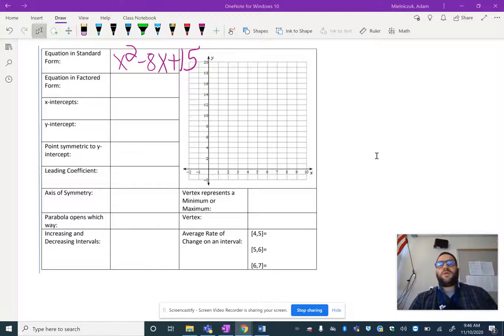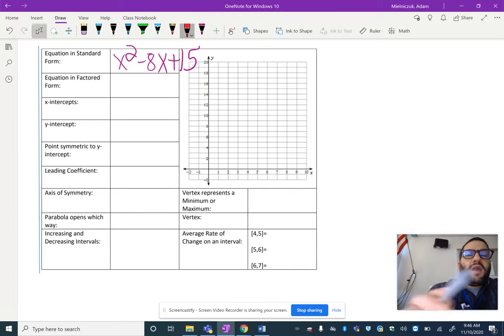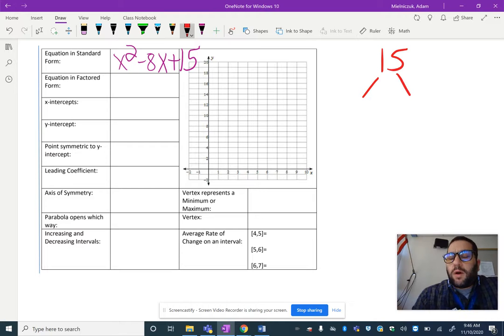All right, here we have the equation or function x squared minus 8x plus 15. The first thing we want to do is put the equation in factored form. So we want to ask ourselves, what multiplies to 15 but adds to negative 8? Well, I see that I can break this up into 3 and 5.